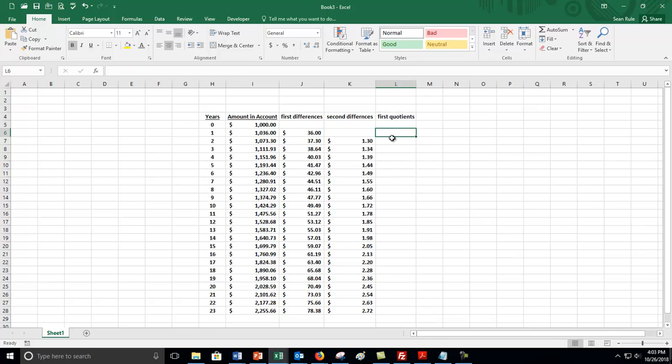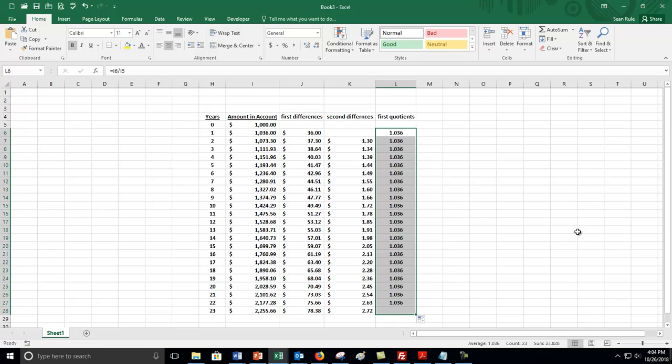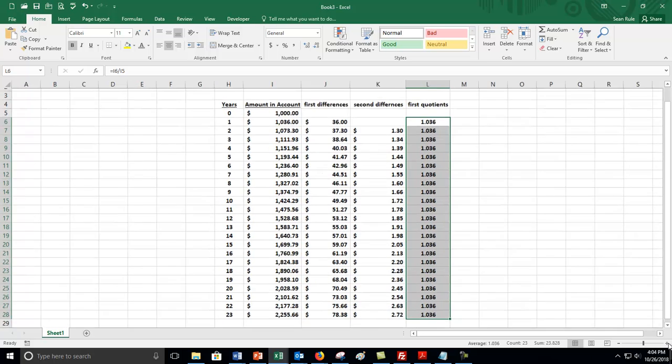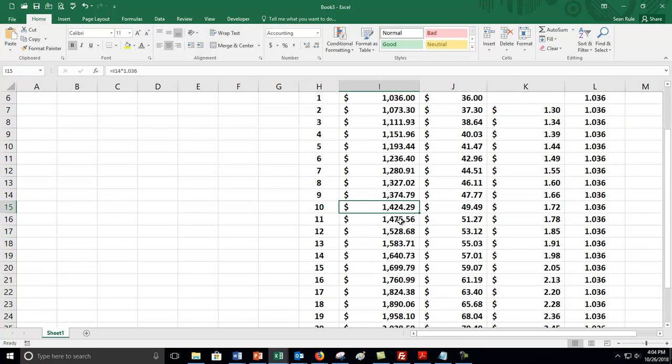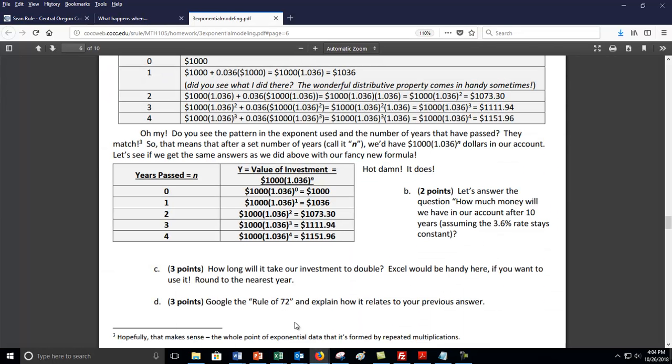First quotients. So let's look at what happens if we take this year divided by the first year. Not subtract the first year, divide by the first year. Hopefully 1.036 makes sense. And they're all going to be 1.036 because that was how we set up the idea of earning interest in your bank account. So the reason that this stuff is exponential is because of these first quotients. So anyway, the big answer to the question, how much do you have in your account in 10 years, is right here, about $14,025-ish, somewhere in that neighborhood.